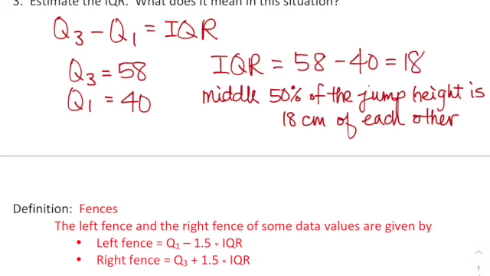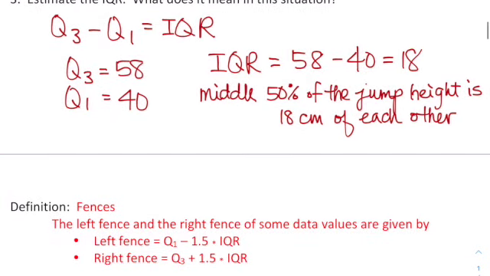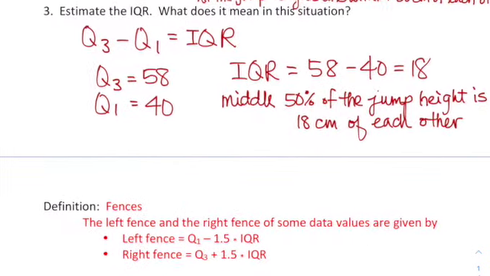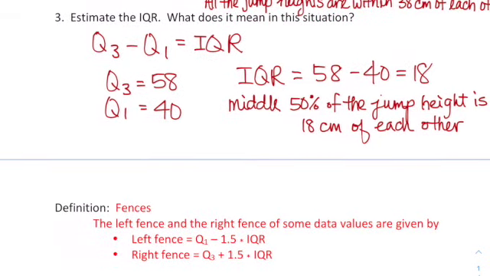So the fence, it says the left fence and the right fence of some data value are given by left fence. Okay, so that means if the number gets even smaller. So that's Q1, which is at the 25%, minus 1.5 times the IQR. And the right fence means the number gets bigger, means Q3 plus 1.5 times the IQR. Those are the formula. Please jot it down. Okay, and then we're going to do a problem, and then I can show you how that is done.